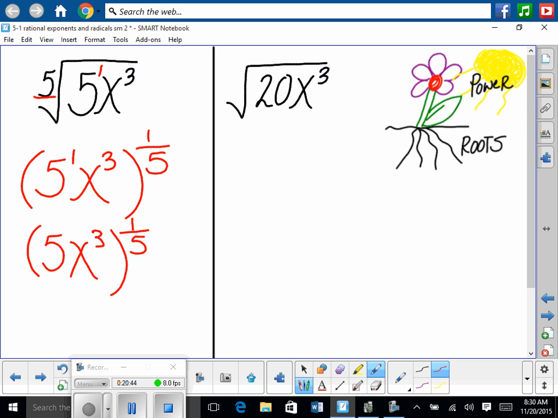Okay, so let's look at this one. 20x cubed, and they're both under the square root, right? Everybody? They're both under the square root. So 20 is not raised to the 3rd power, right? 20 is raised to the 1st power. So I have 20 to the 1st and x to the 3rd. Now, are they both under the square root? Yes. So there's no way for me to say they're both under the same root without putting in parentheses, but I kept them assigned to their individual powers.